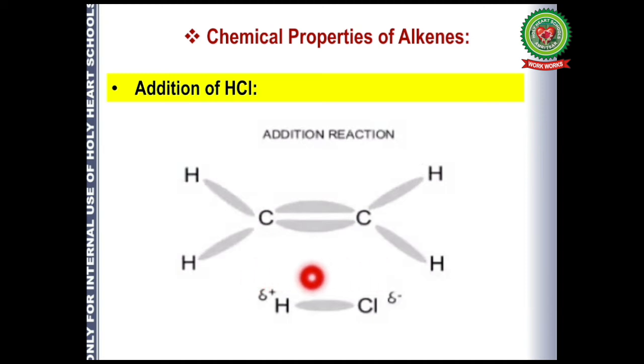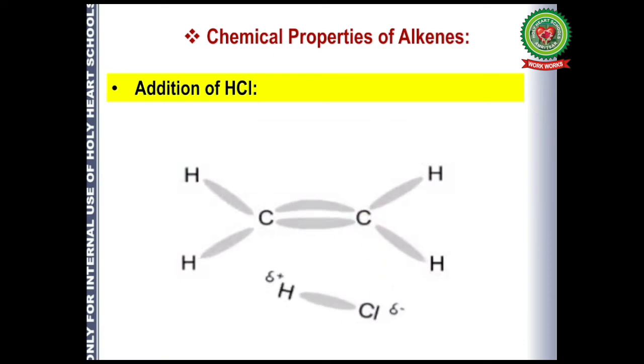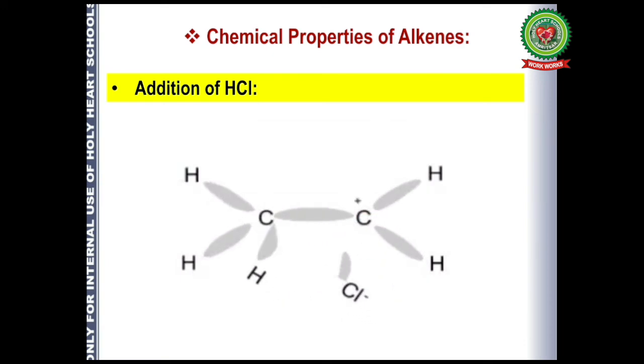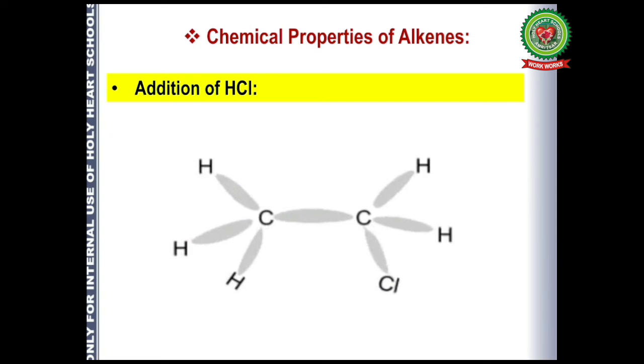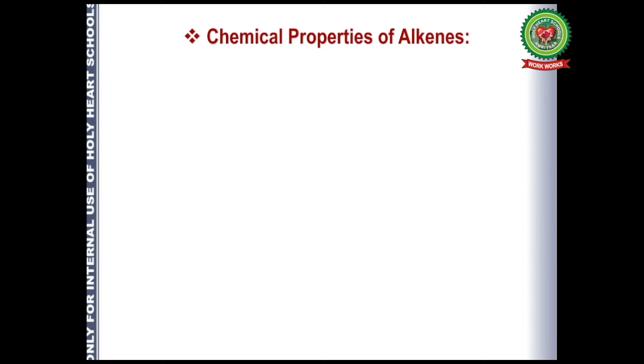When this molecule approaches the double bond, the double bond breaks up, and to one of the carbons hydrogen gets attached and to the other carbon chlorine gets attached. So this gives rise to chloroethane. The double bond gets converted into a single bond.